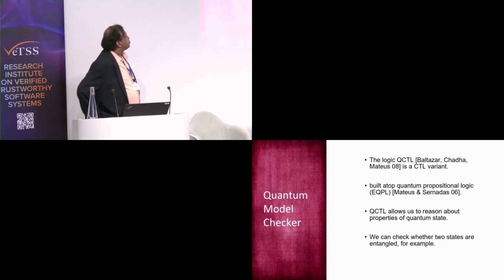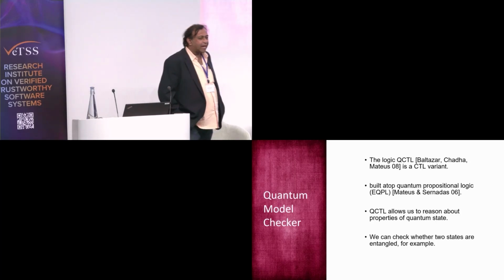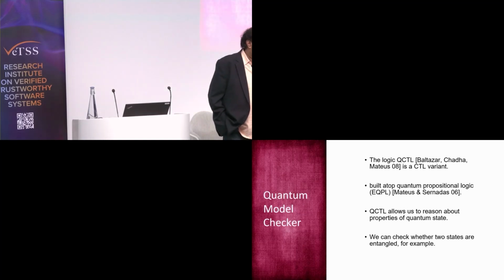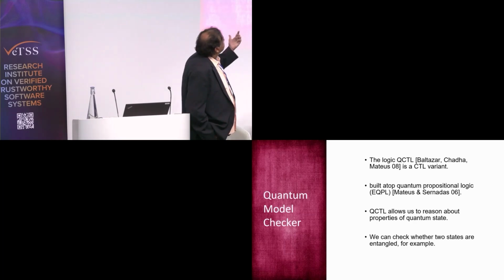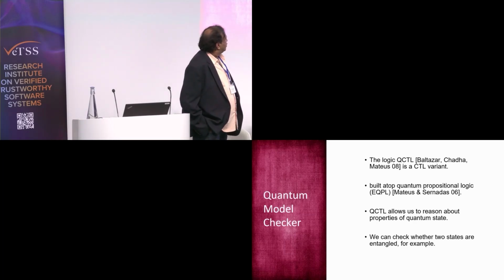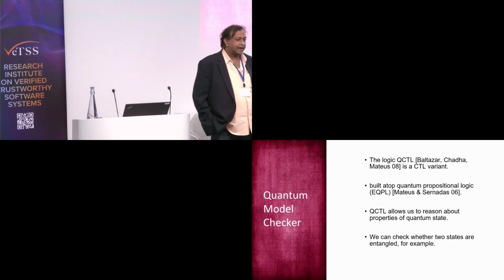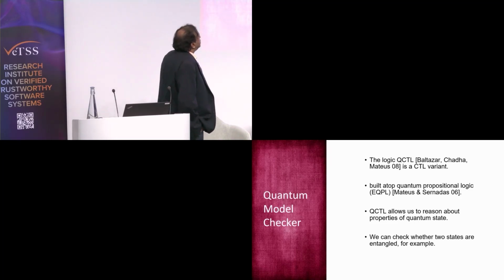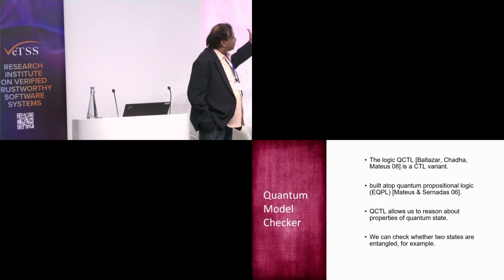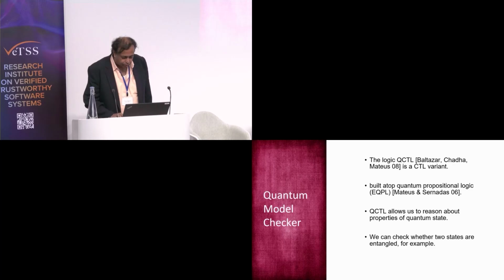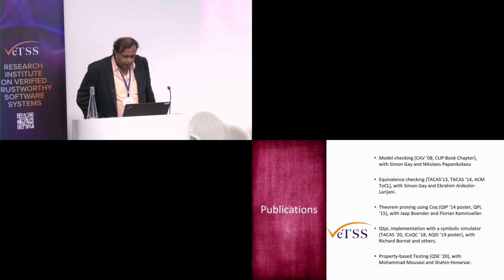Okay, so the logic we use is a quantum extension of CTL, computation tree logic. It has some quantum operators in it, so you can reason about properties of quantum states. For example, we can check whether two states are entangled or not with the logic. So that's what we used, and we built this model checker to check quantum protocols.